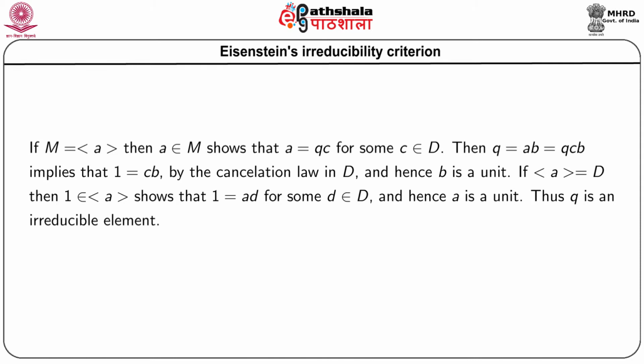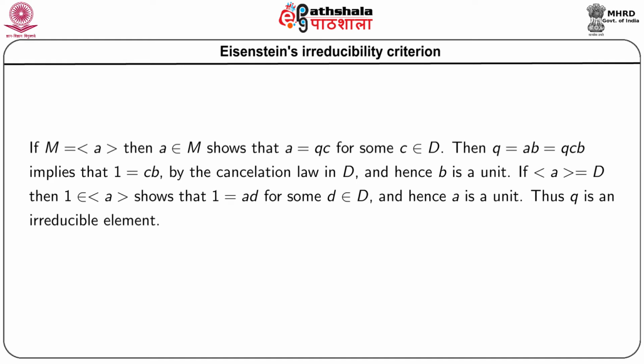Now, if the ideal generated by A is equal to D, then 1 belongs to A, which shows that A is a unit in D. Thus, either A is a unit in D or B is a unit in D, and hence it follows that Q is an irreducible element.